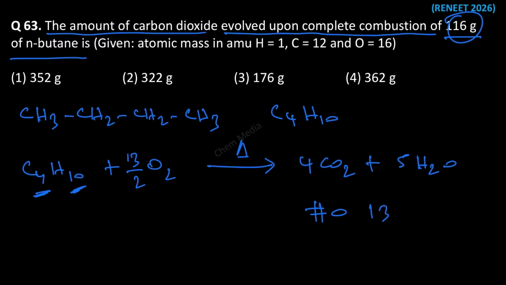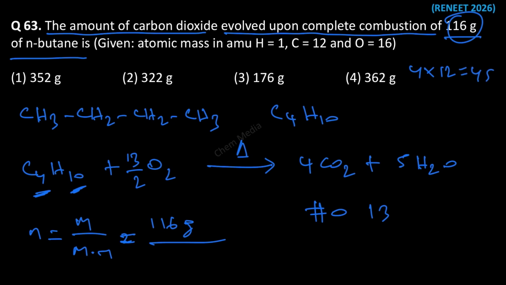Here the weight is given, which means number of moles is equal to mass divided by molar mass. Therefore, this is equal to 116 gram divided by molar mass of butane, which is 4 times 12, that is 48, and then 10 times 1, 10, so 58 gram per mole. That means 2 moles, isn't it?